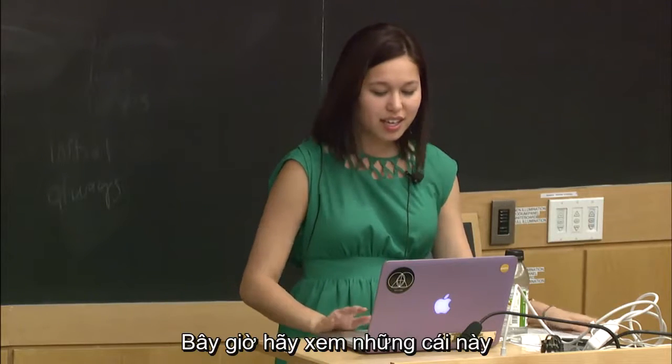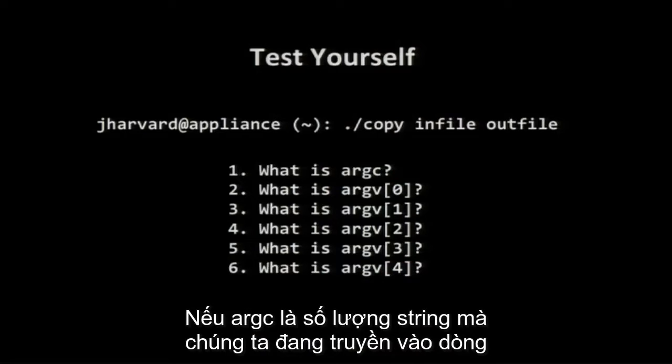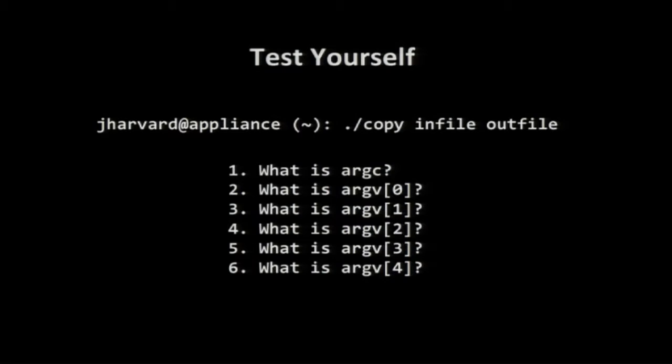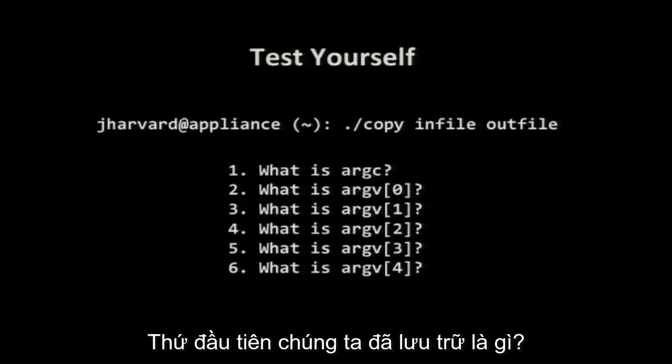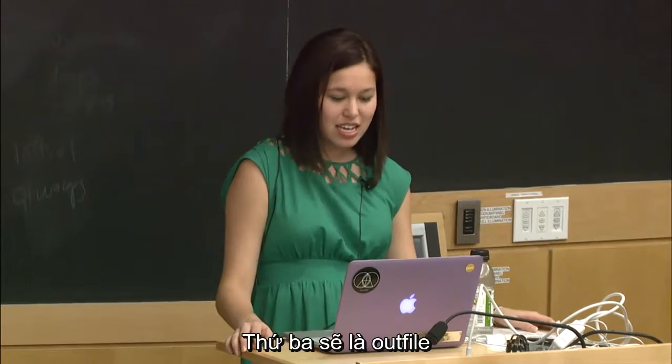So we have, for example, dot slash copy in file out file. If argc is the number of strings that we're passing into the command line, what is our argc in this case? Three. Exactly. So what's argv of zero? What's the first thing we've stored? Dot slash copy. Exactly. And then the second would be in file. Third would be out file. So what about argv of three?